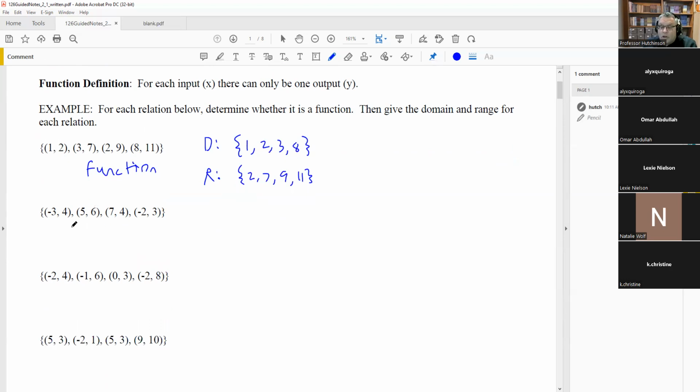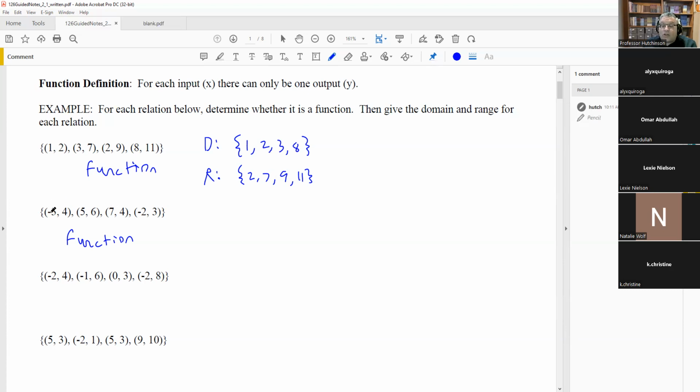All right, so first of all, with this one we have to determine if it's a function or not. We have 3 goes to 4, 5 goes to 6, 7 goes to 4, and -2 goes to 3. Now notice that we have two of these points, -3 goes to 4 and 7 goes to 4. Even though both of these go to the same y value, this is still going to be considered a function. The reason why is, remember, the definition for a function is every value of x has to go to only one value for y. It just so happens that the one value for y is the same for both -3 and 7, but the definition for a function still holds.